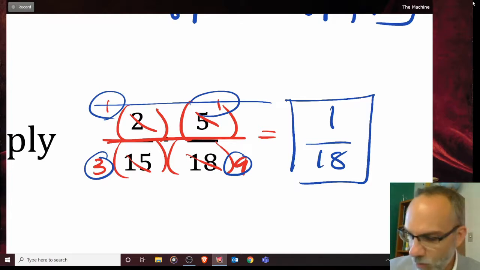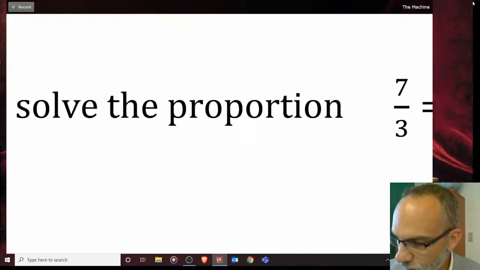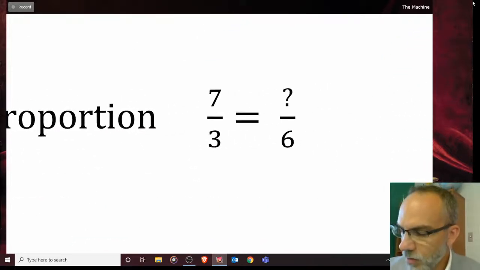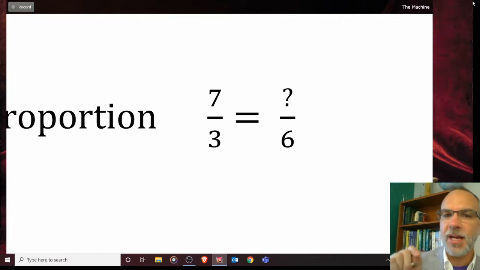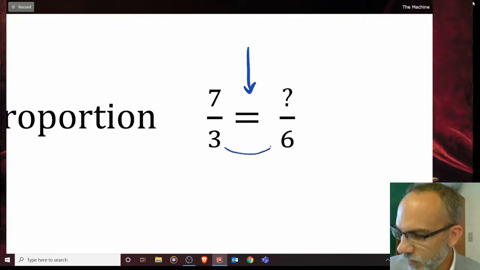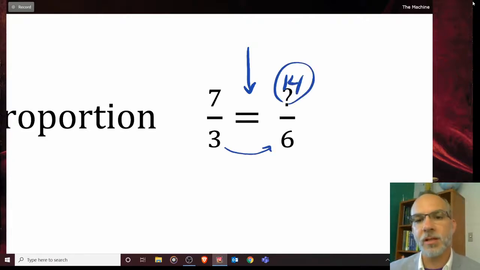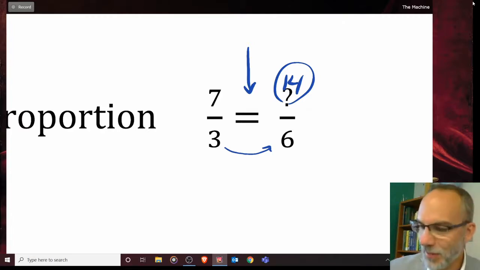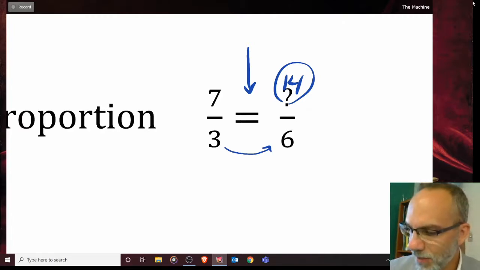Okay. Now, one last one, solve the proportion. Notice all of these are fractions, and it's the sign in the middle that tells you what to do. Well, okay, looking here, if 3 multiplies by 2 to give me 6, wouldn't this equal 14 right there? Maybe you see that directly. But here's an interesting thing about proportions. Proportions are 2 fractions that are equal to each other.